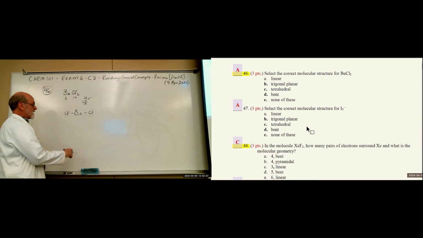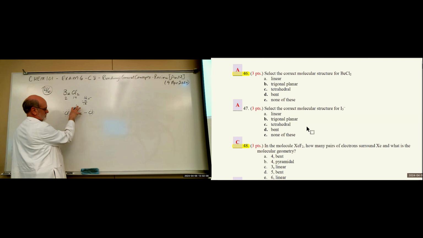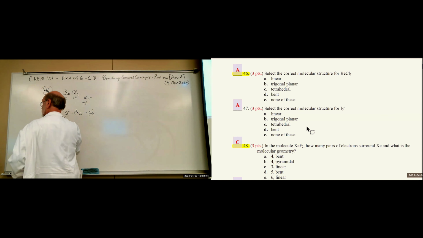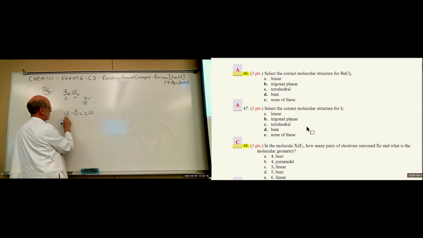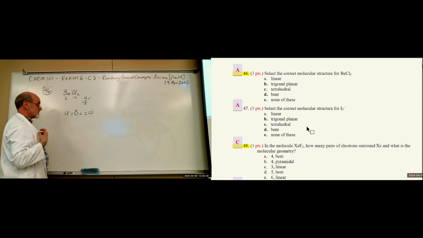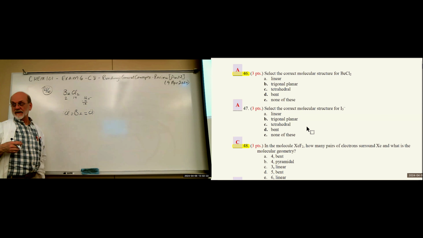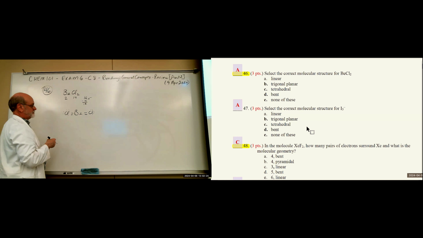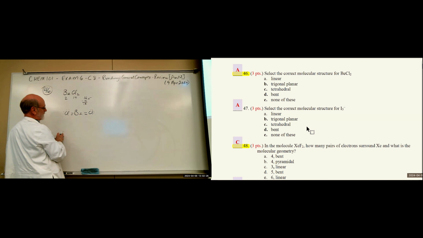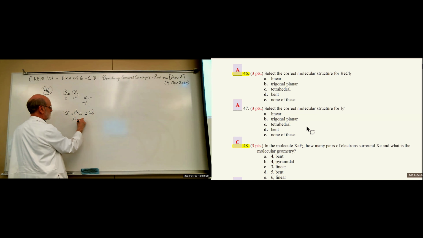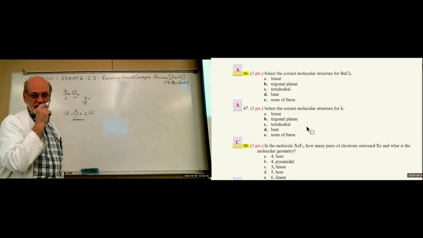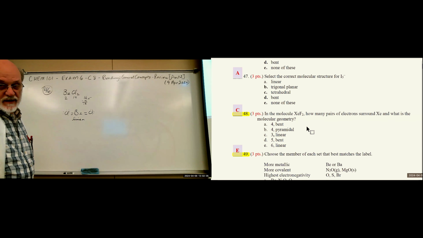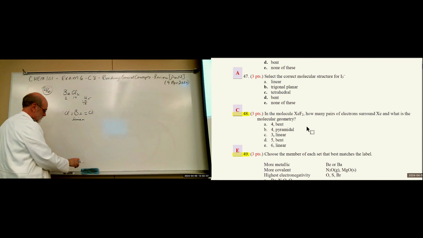Now, can we make an octet for beryllium? Yeah. We can move these two over here, move these two over here. So in this case, beryllium doesn't have to be deficient. And that's linear. Right? 2 groups is linear. All right. How about 48?